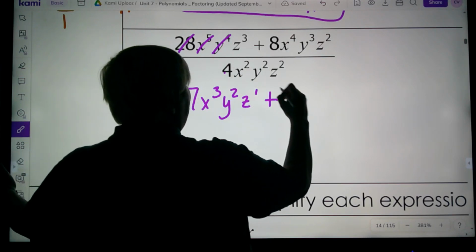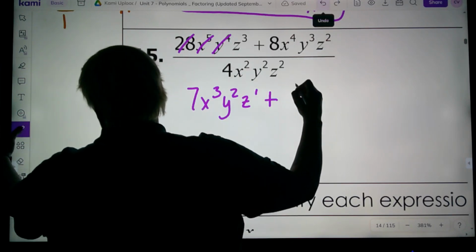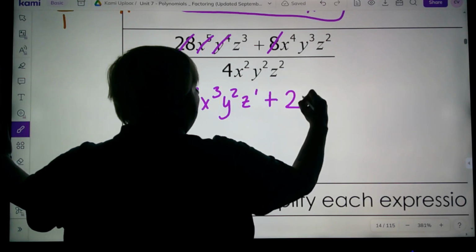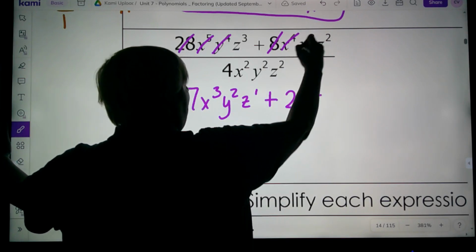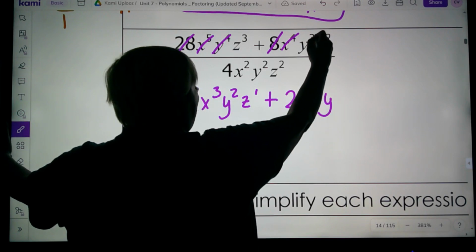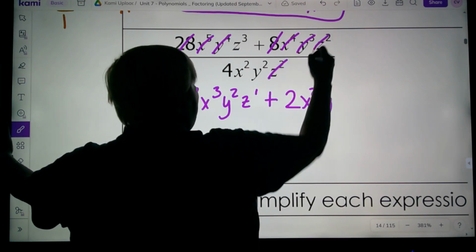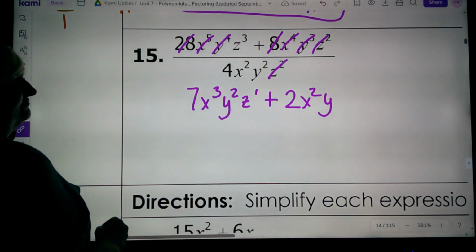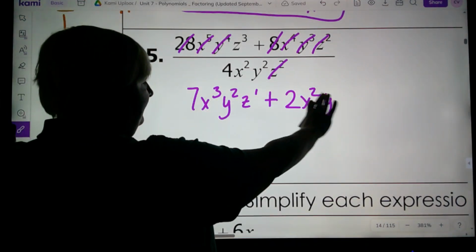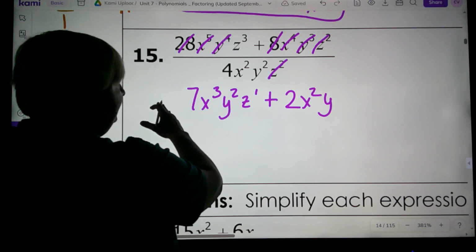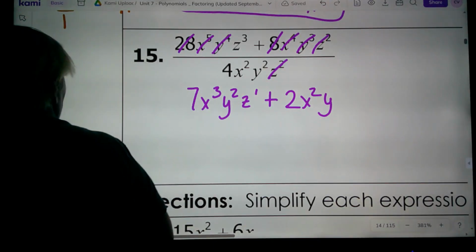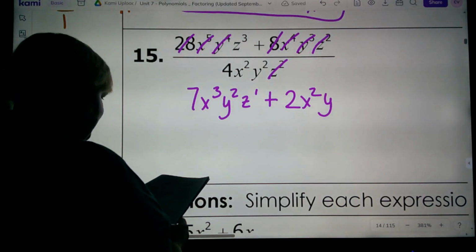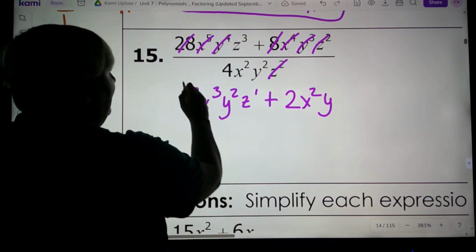8 divided by 4. x4, x2, y3, y2, z2, z2. Can't be combined. No negative exponents. I think that's where we end up: 7x cubed y squared z plus 2x squared y. Yep.